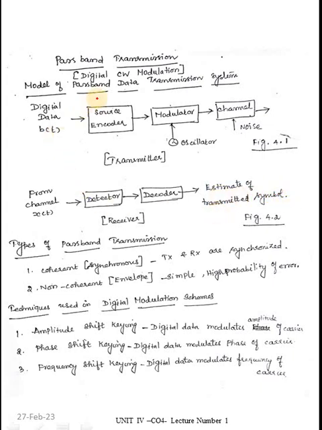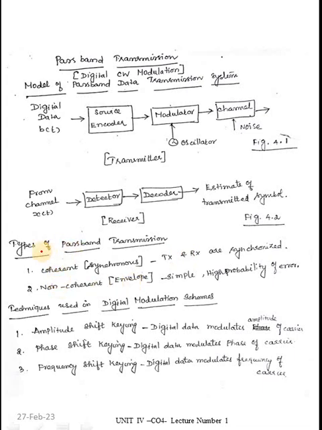Here we are discussing digital continuous wave modulation. The input data here we have taken as binary bits, so the estimated transmitted signal is also binary data. So this is the operation of a passband data transmission system.